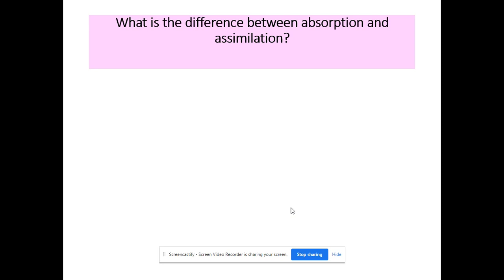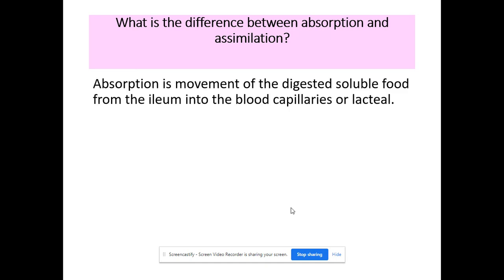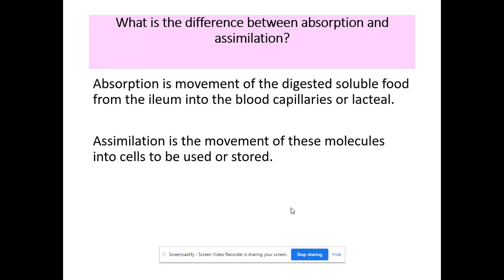Okay, so what is the difference between absorption and assimilation? This is all part of being a holozoic feeder. We do ingestion, digestion, absorption, assimilation, and egestion. The absorption bit is the movement of those digested food molecules from the ileum, the small intestine, into the blood capillaries or the lacteal. It will then be transported around the body in the blood, and then assimilation occurs. This is the movement of those molecules into the cells, and then they will either use it or store it.